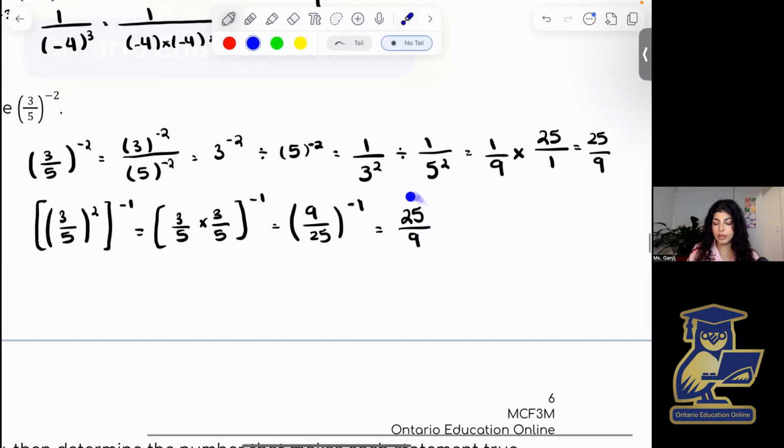So the same answer. And really, I could try this with other methods as well. You can first do the reciprocal and then take the power of 2, and you'll see that any way you try, you should get 25 over 9 as your final answer.